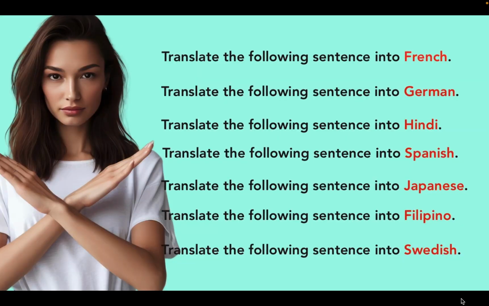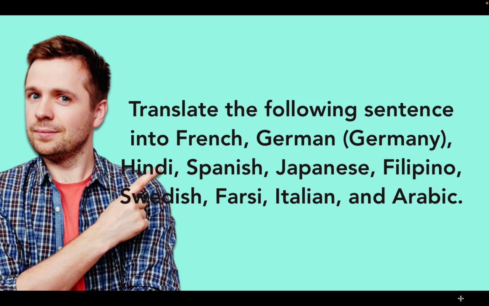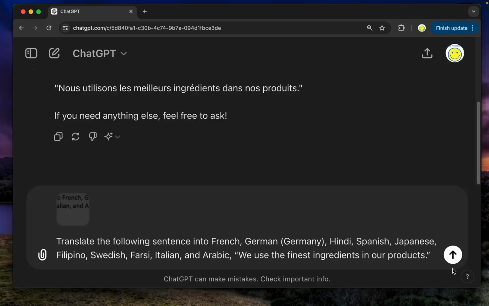To translate your text into 3, 5, or 10 different languages, you don't need to write a separate prompt for each language like this one. Instead, write your prompt, separate each language by a comma, and press enter on your keyboard or click the arrow and wait for ChatGPT AI to translate your text into multiple languages.